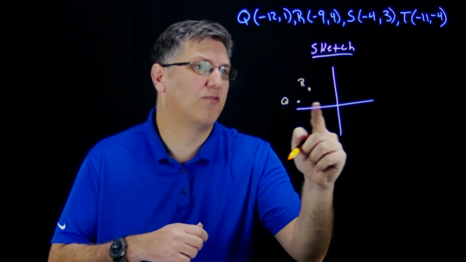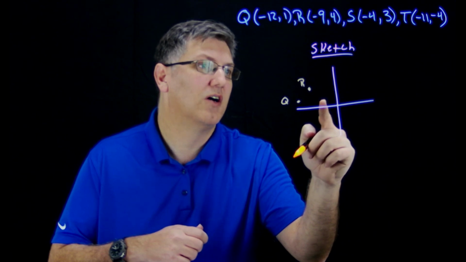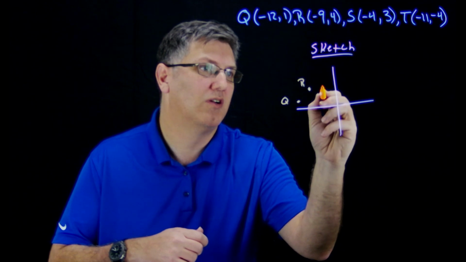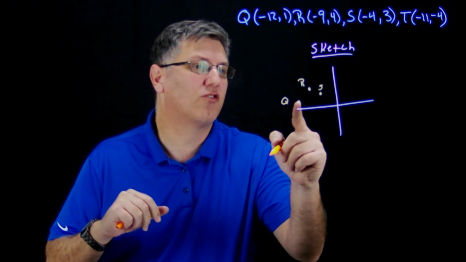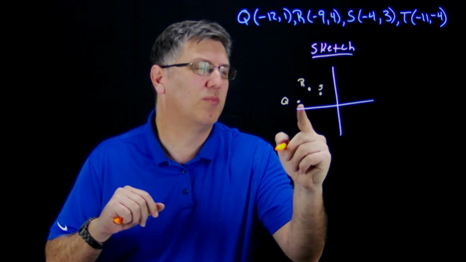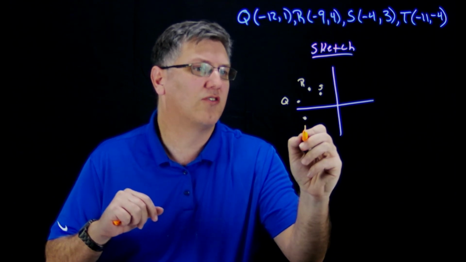And then we've got negative 4, which is going to be over about halfway between the R and the origin. And then 3, which is slightly below. Let's call this S. And last but not least, we're going to have a negative 11, which is going to be close to this. And then negative 4, which is going to be below. So negative 11, negative 4. And we're going to call this T.